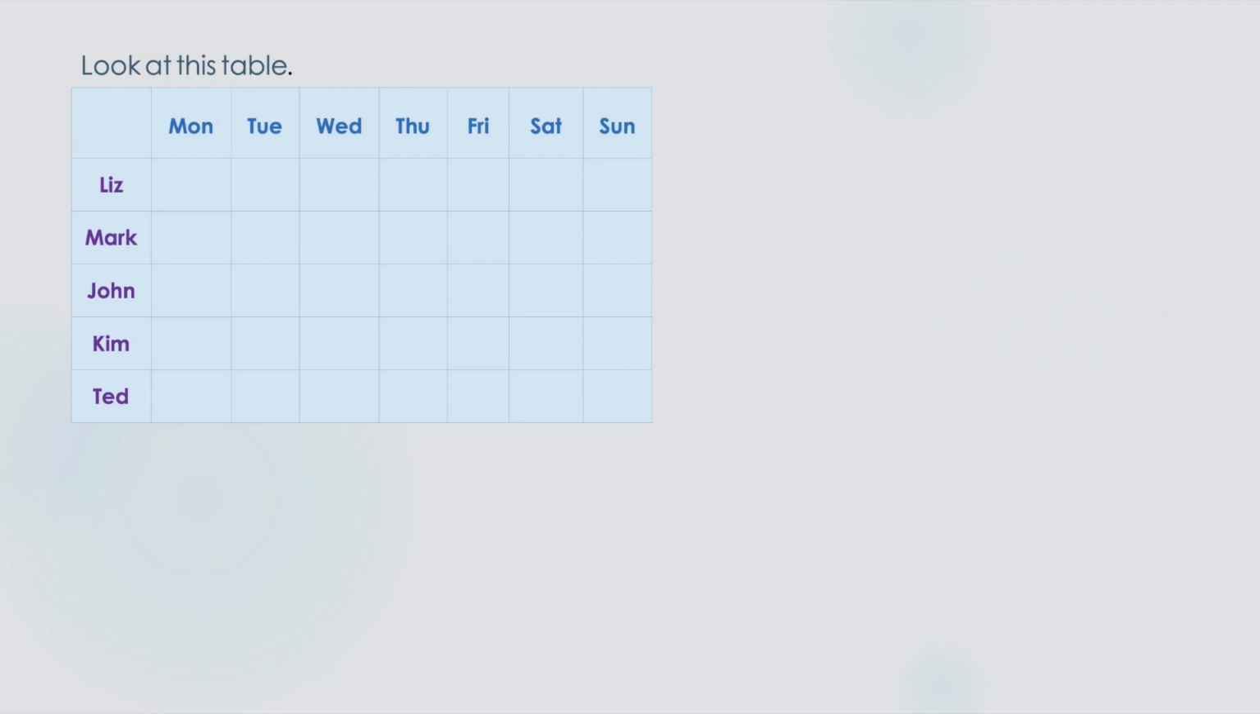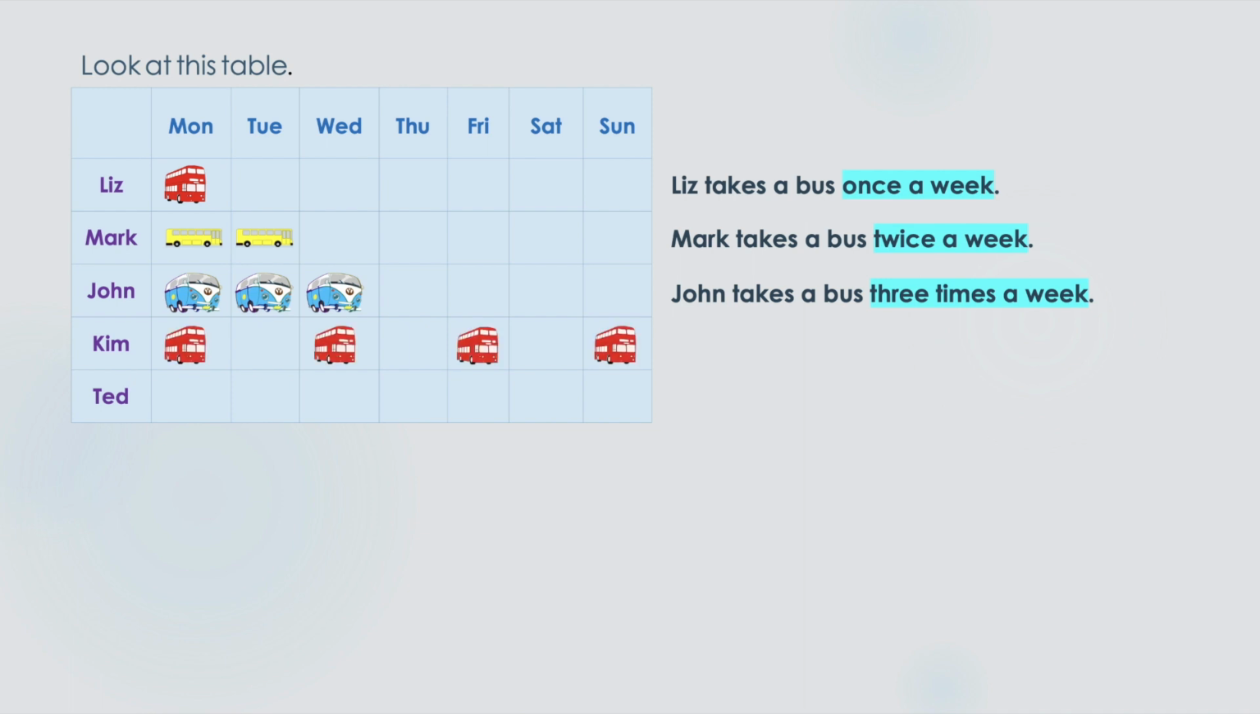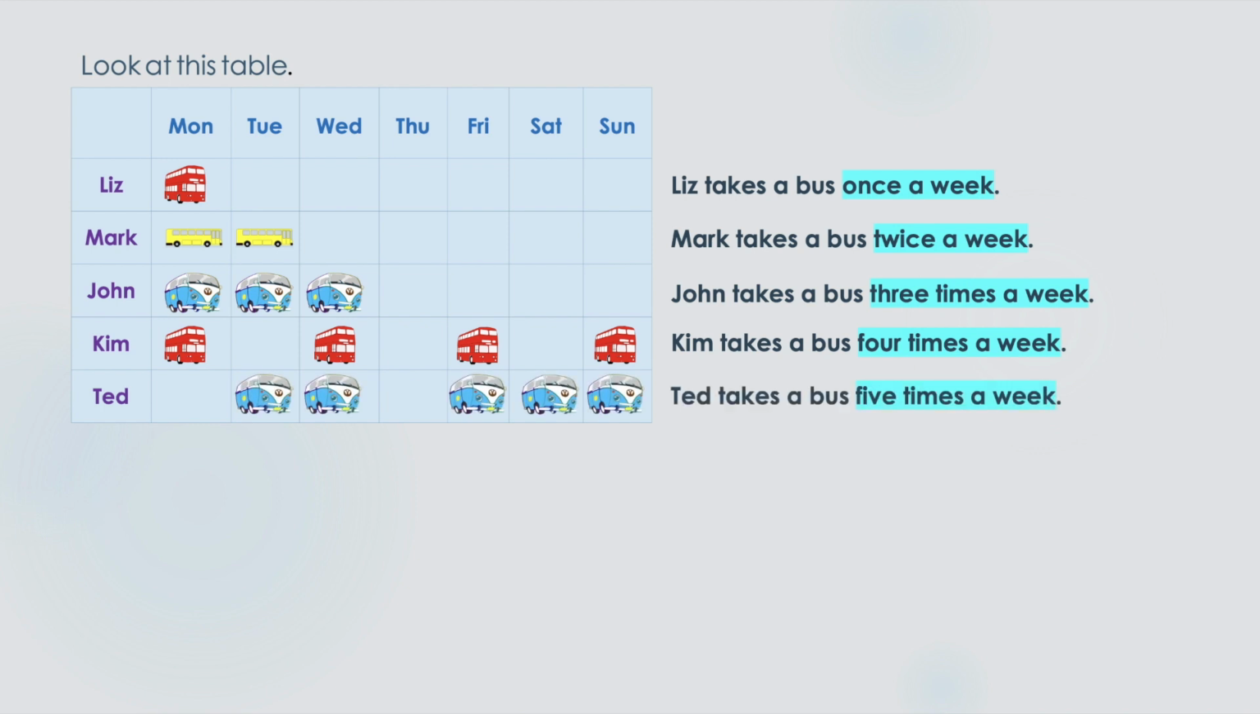Look at this table. Liz takes a bus on Monday, so Liz takes a bus once a week. Mark takes a bus on Monday and Tuesday, so Mark takes a bus twice a week. John takes a bus on Monday, Tuesday and Wednesday, so John takes a bus 3 times a week. Kim takes a bus 4 times a week, and Ted takes a bus 5 times a week.